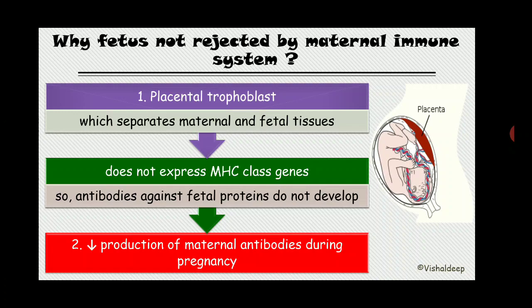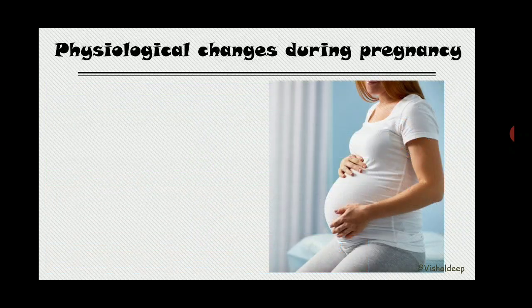Now the next important topic is the physiological changes that happen during pregnancy. It is very frequently asked in university exams, basically as a 5 to 6 marks short note. So let's discuss what physiological changes occur during pregnancy.